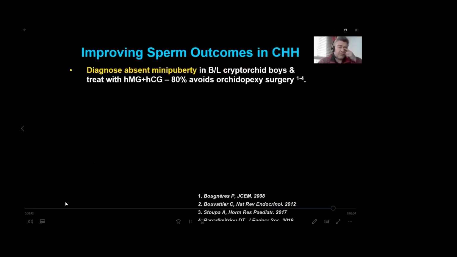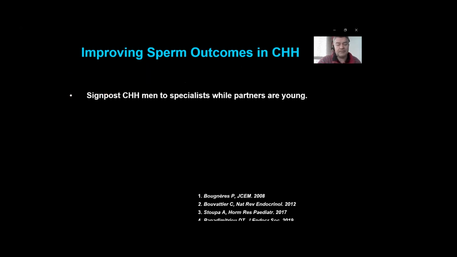So how do we improve sperm outcomes in congenital hypogonadotropic hypogonadism? I think the key thing is actually intervening right at the beginning of life. In boys with bilateral cryptorchidism, particularly those with micropenis, do a blood test. Do the blood test between 2 weeks and 4 months of age. LH, FSH, and testosterone, and those who've got levels of 0, you've diagnosed absent mini puberty. Treat them with FSH and LH, these little boys. Bring their testes down medically. And they won't need surgical orchidopexy with about 90% probability. We know that from many studies now. So it's a question of getting the neonatologists on board and thinking properly.